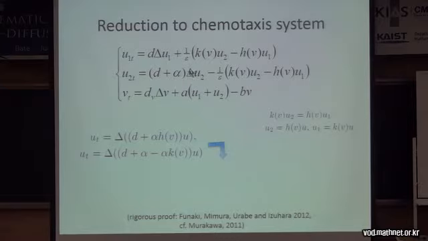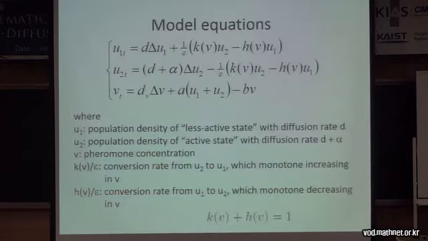Now we assume epsilon is sufficiently small. It means the switching occurs very rapidly compared with diffusion. Since epsilon is sufficiently small, formally we assume this relation holds. From this relation and the other relation, K plus H equals 1.